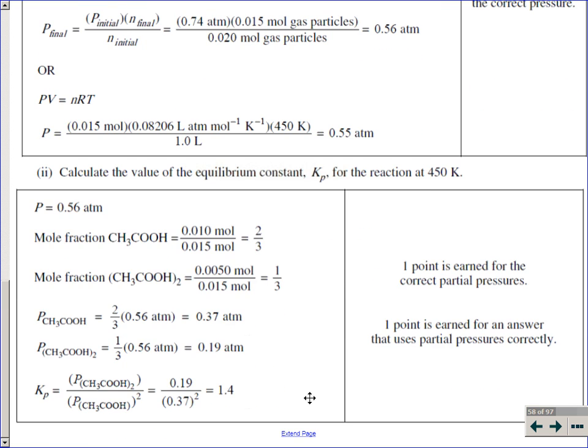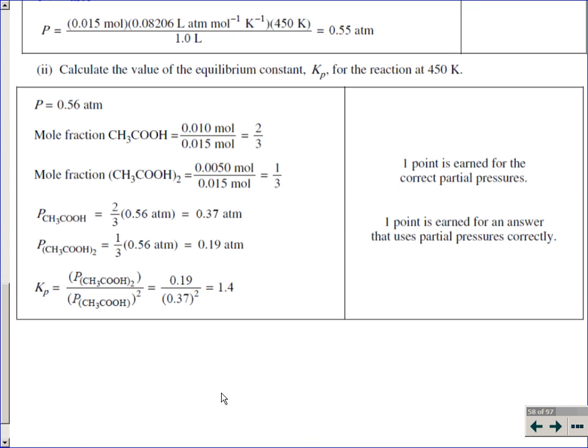And then in the last part, because we had moles, it was easy to do a mole fraction for each of those individual components. And the mole fraction multiplied by the total pressure at equilibrium, which is 0.56, our answer from part I, gives the partial pressures. The mole fractions, then you could use in your KP expression. Mole fractions with the partial pressure. You just carry them down.